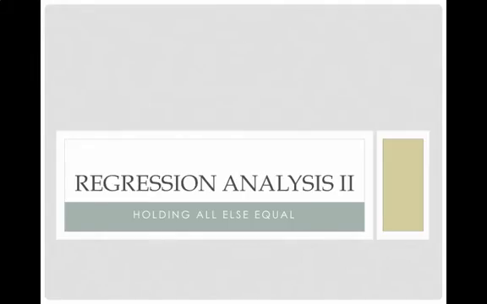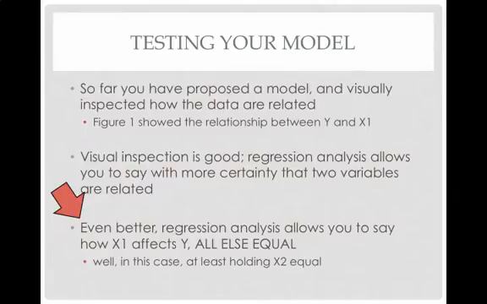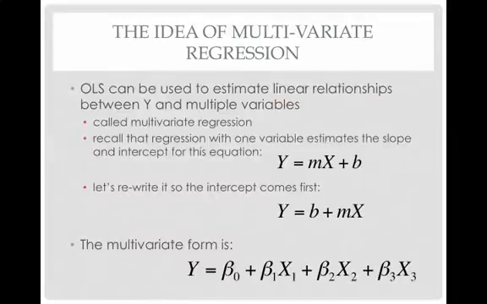Regression Analysis 2, Holding All Else Equal. So what we're going to talk about here is how regression allows you to hold all else equal, how that works. And what we're doing now is multivariate regression. So rather than just have one x and one y, you can have multiple x's.